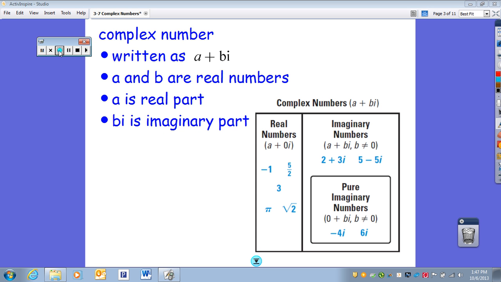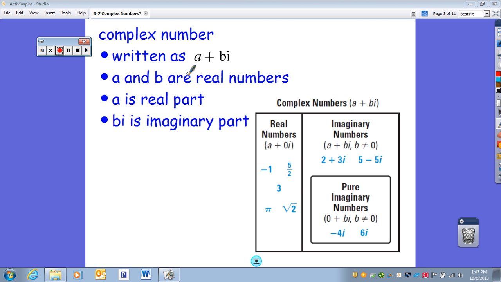So putting together the real numbers and the imaginary numbers, we come up with the number system called the complex numbers. Complex numbers can be written as a plus bi, where a and b are real numbers. a is the real part and the bi is the imaginary part.